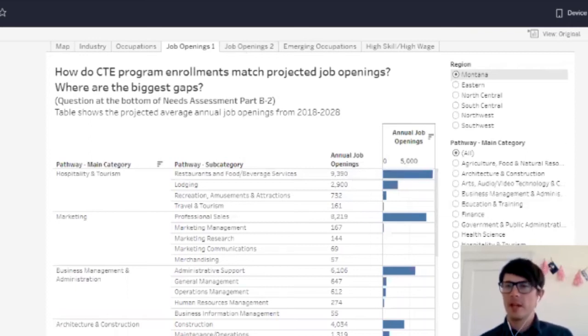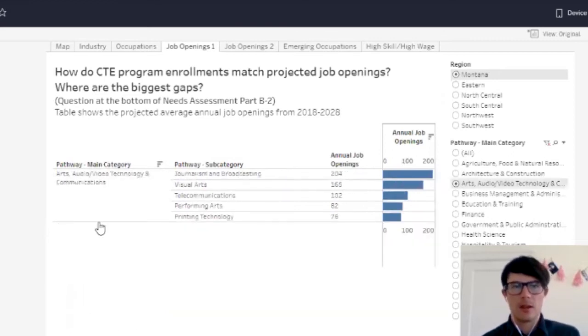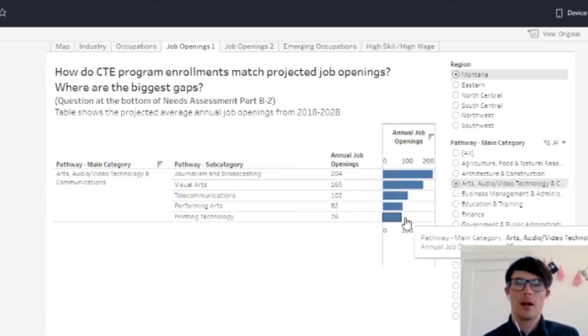Job openings are different than employment in that this is a measure of available jobs, and these jobs might be becoming available because people are retiring, because people in that occupation are expected to move into different jobs, or because of job creation. So this is just another measure of demand for these jobs. This page is organized so that you can filter down to the specific pathway that you're interested in and see how many annual job openings are going to be available for those specific career pathways.